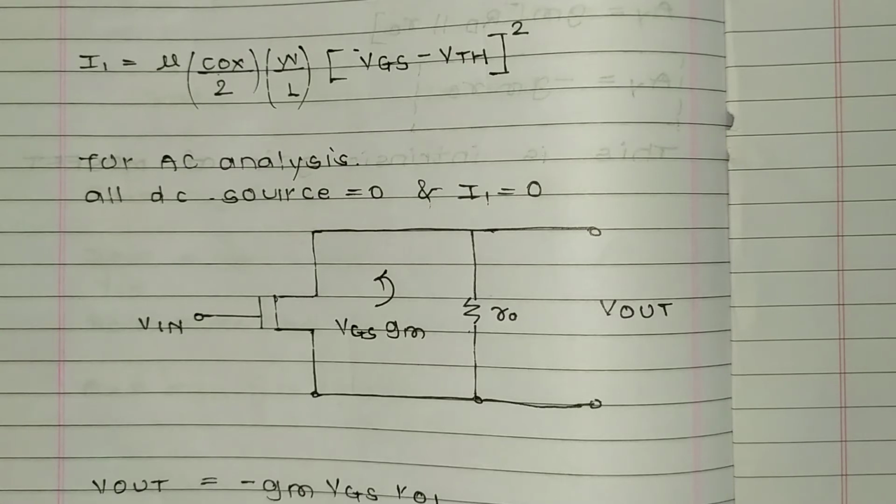So for AC analysis, all DC sources are shorted. All DC sources are considered as 0, and I1 is also considered as 0. So this is the circuit. In the circuit, Vin is given, then VGS GM is given, then R0, which is internal resistance, is given, and then there is finally V out.